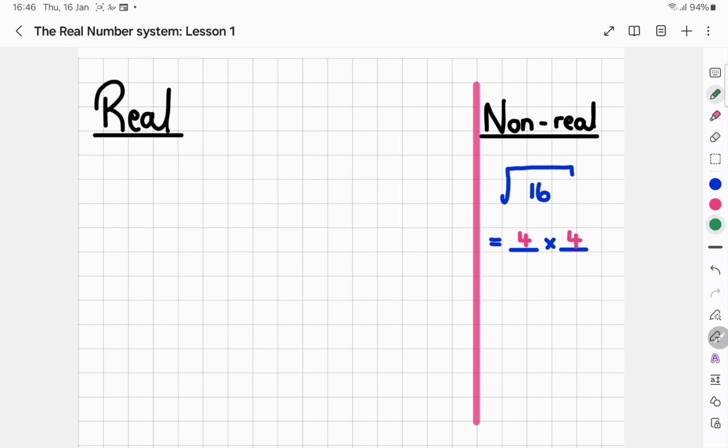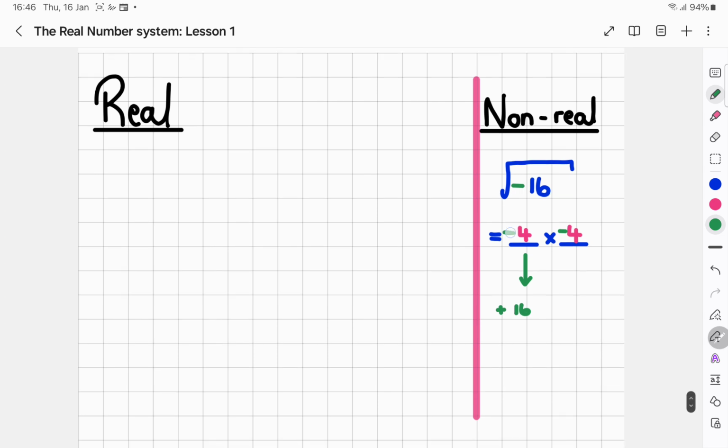All right, so why they say that you cannot have a negative under a square root is because when you change this to 2 negative 4s, remember the numbers must be exactly the same, and it's now a negative 4. A negative 4 times a negative 4 will always result in a positive 16. Why is that? It's because a negative times a negative will give you a positive. So never ever can you have a negative under a square root.